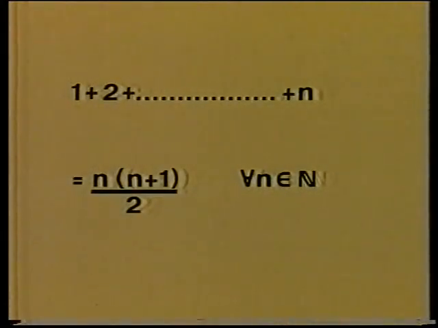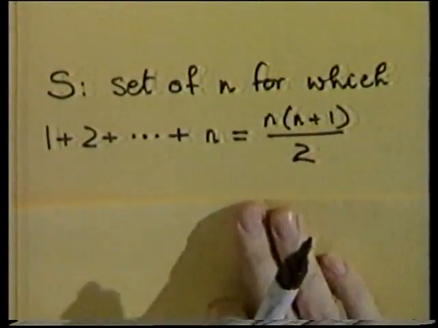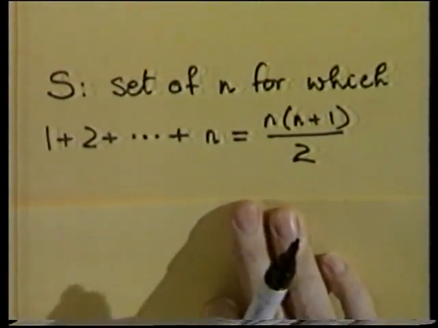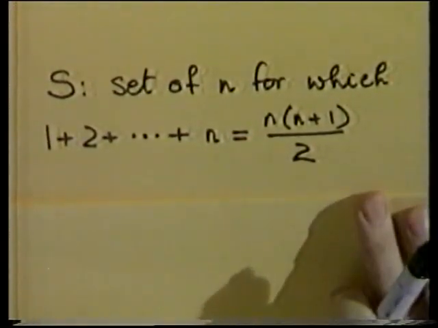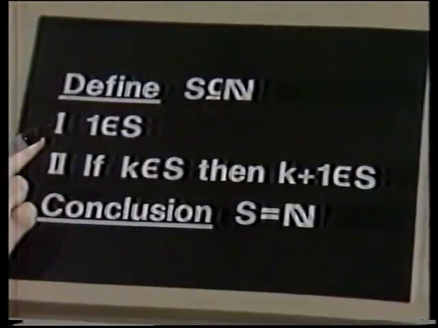I'm going to use mathematical induction to prove this formula. Now, in all proofs by mathematical induction, we begin by defining what we mean by the set S. The set S is the set of positive integers for which the result is true. Now, the first step is to show that 1 belongs to S. Well, what does that mean? It means that the statement is true for n equal to 1.